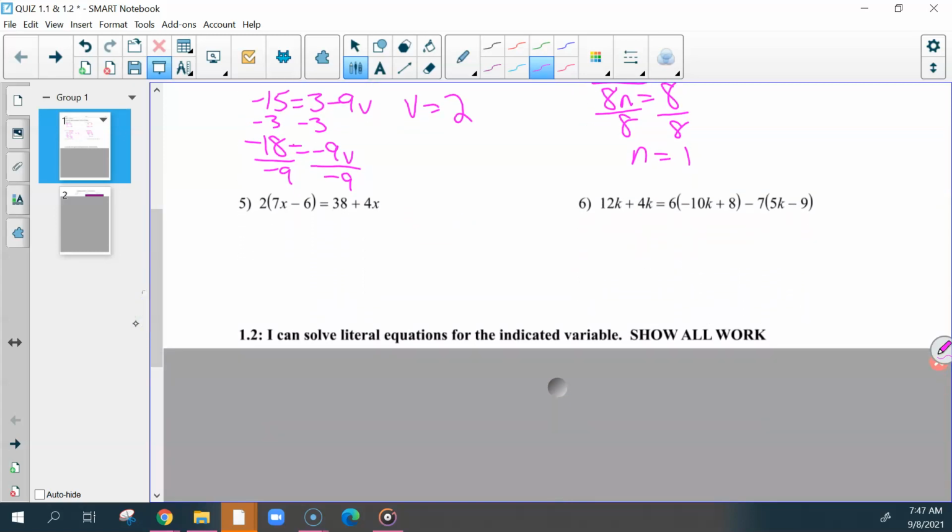For 5, we needed to distribute. I didn't see a lot of issues with this unless you were combining unlike terms. Some of you may have done this simultaneously. Some of you did it step by step. Either way was fine.